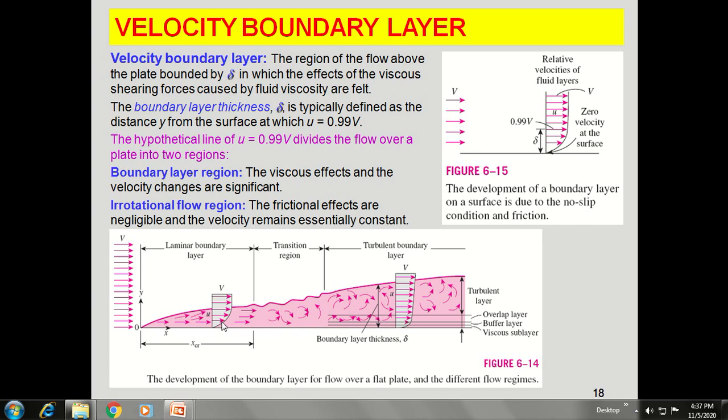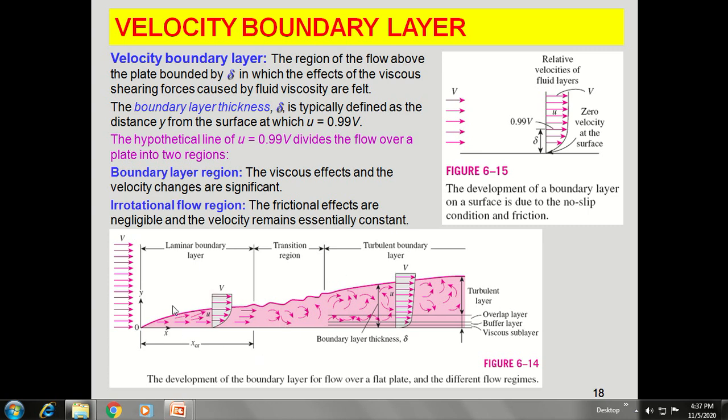So just like that, from the surface the velocity of the fluid is 0, and this goes up to 99% of the mainstream velocity. That distance, measured in the direction of y, is called delta. This is called the boundary layer thickness. So here we have seen the boundary layer thickness where the fluid velocity is 99% of the mainstream velocity. After that boundary layer, the velocity becomes the mainstream velocity.